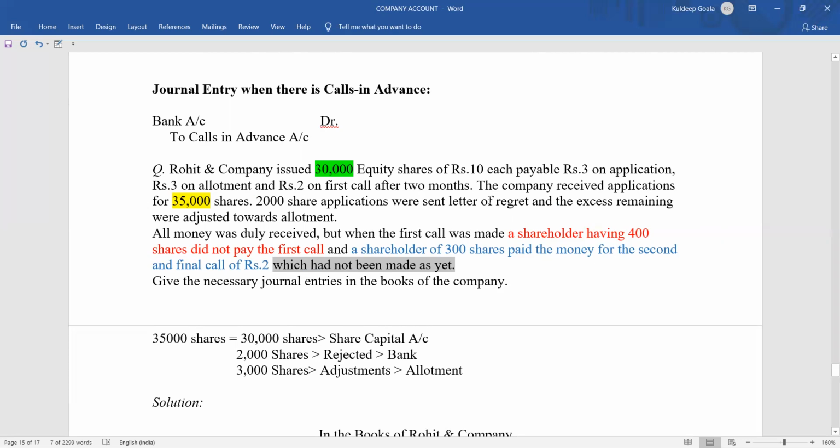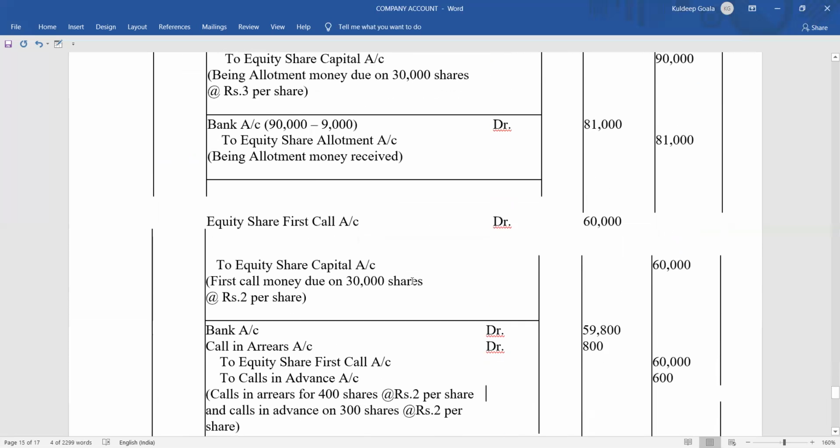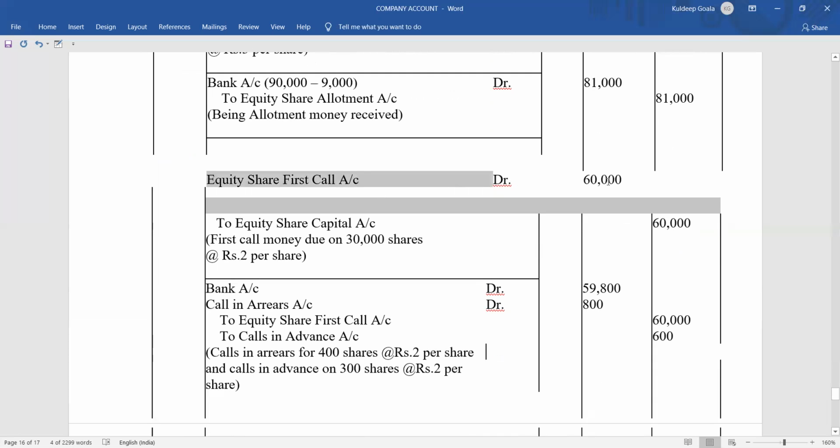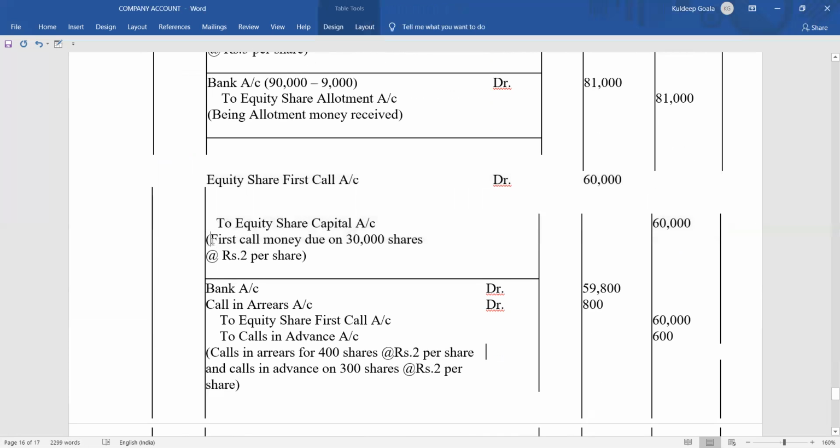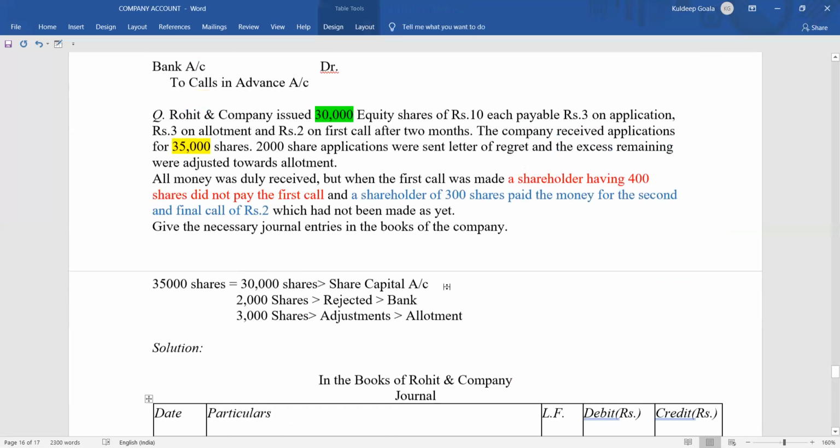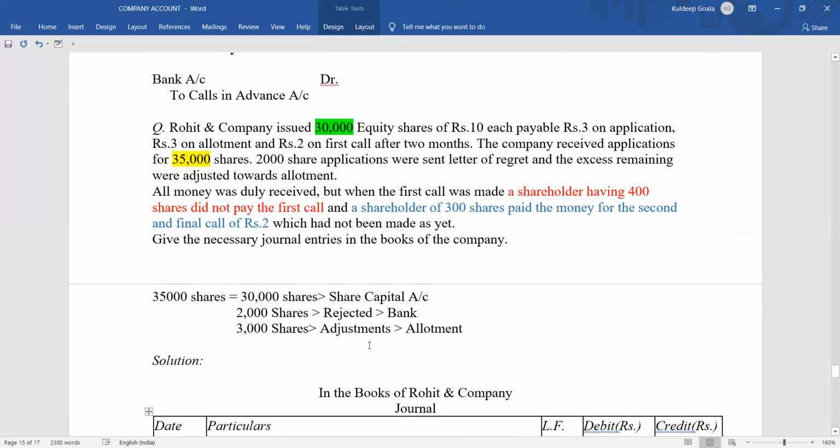Okay, so let's see what is there after that. What is the next one? First call. The first call is of 2 rupees, right? So there's no problem with the due entry. What will be the due entry? Equity share first call account debit 30,000 into 2 to equity share capital account, isn't it? Being first call money due on 30,000 shares at the rate of rupees 2 per share. So it's coming to 60,000. Now, coming to the receive entry, we have seen there is some problem with that.